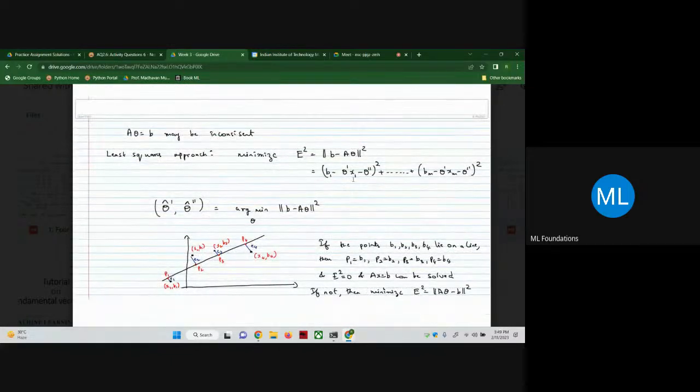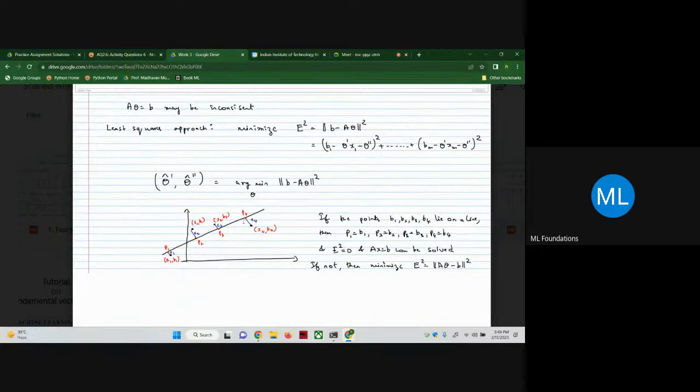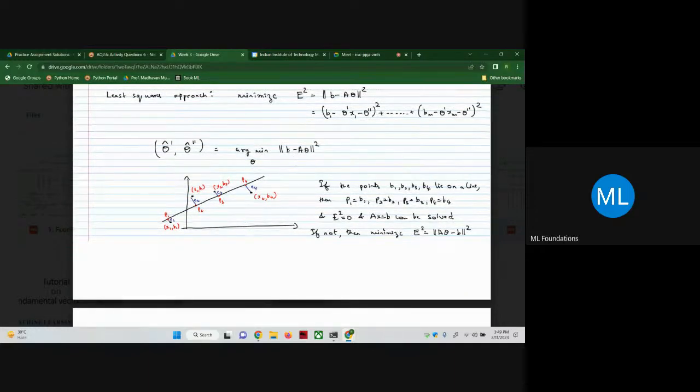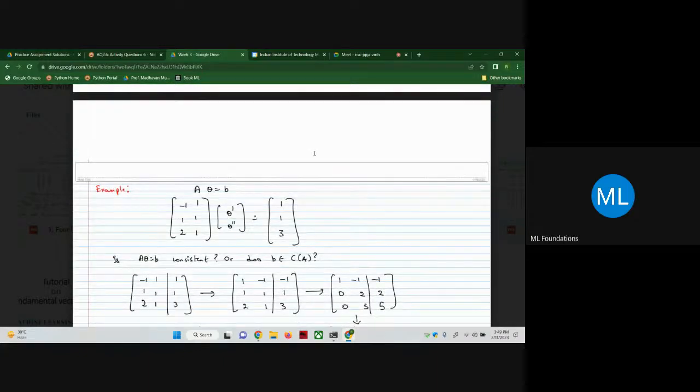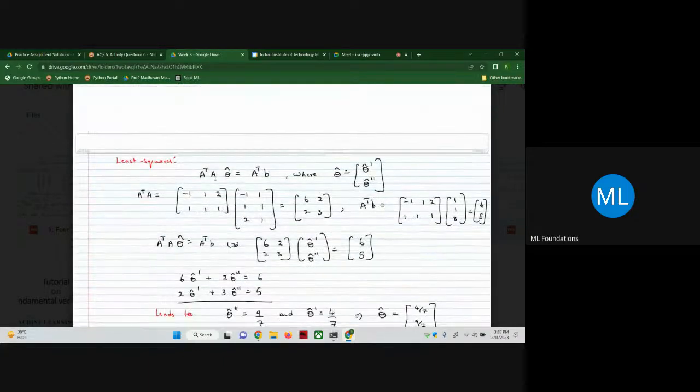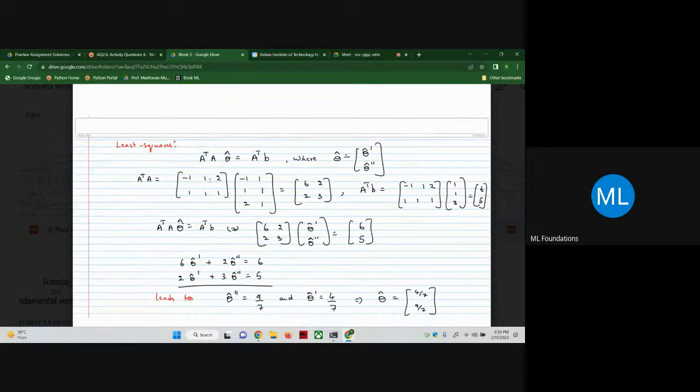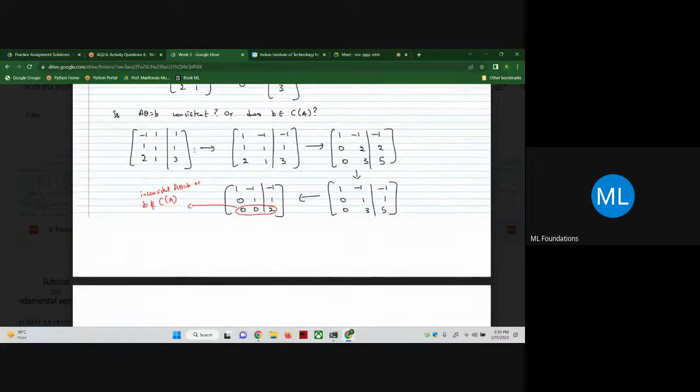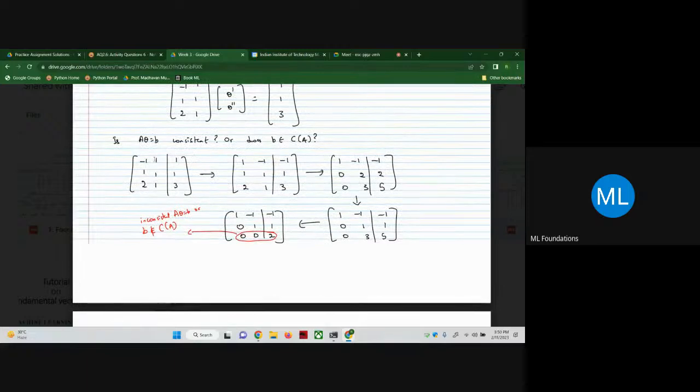So we'll be looking at this error term, b minus A theta, whole squared, and we want to minimize b minus A theta whole squared. So the same thing we'll be doing: A transpose A theta equals A transpose b, the same thing which we have seen before. The points were given here: minus 1 comma 1, and 2 comma 3. Those are the points there.